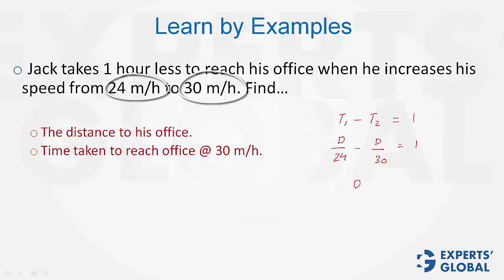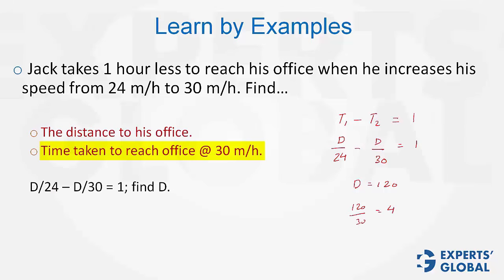You figure out that d is 120. And time taken to reach his office at 30 miles per hour. Therefore, it would be 120 divided by 30. That would be 4. So yes, quite simply, d divided by 24 minus d divided by 30 equals 1. Find d. That's the catch.